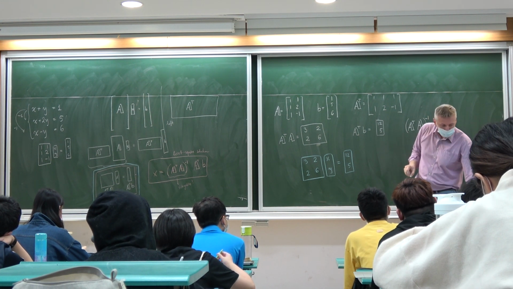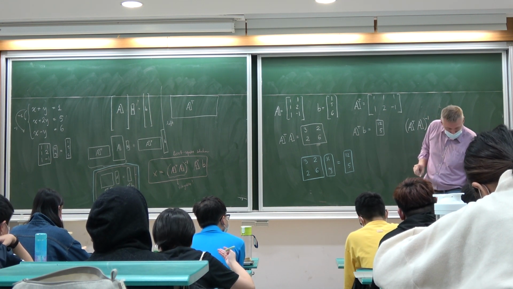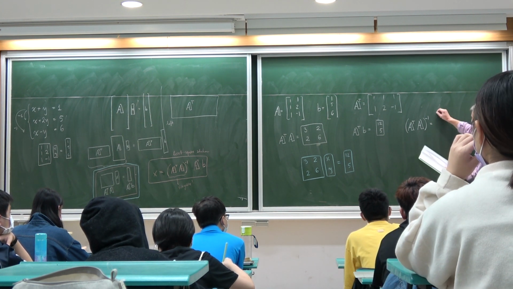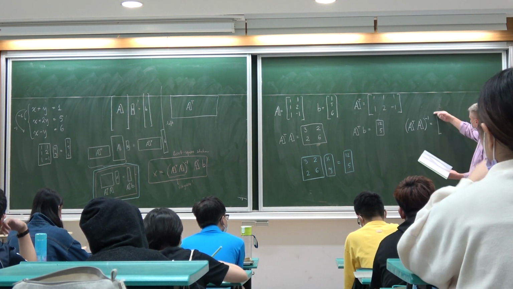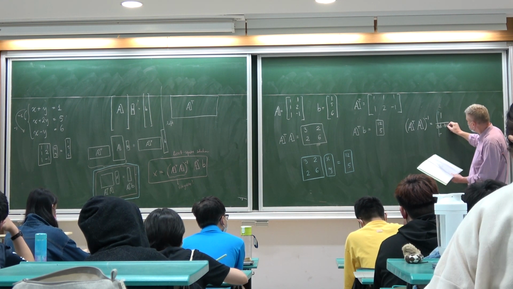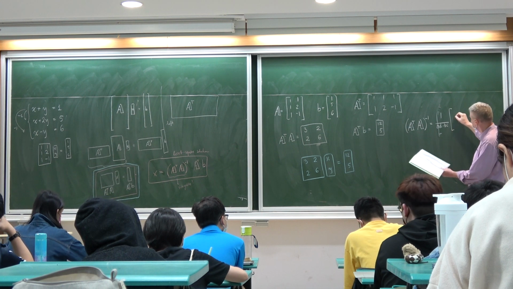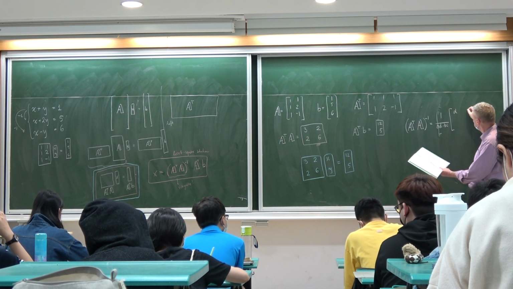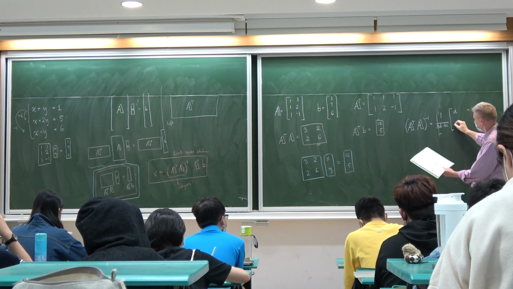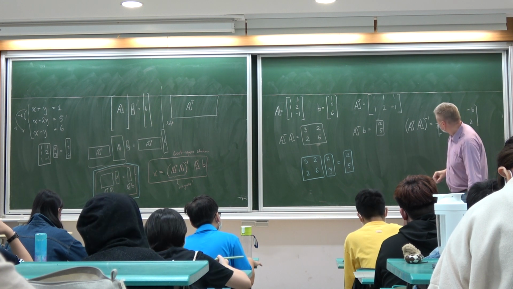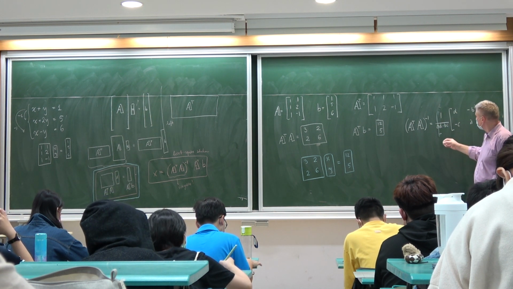Let me use the results from today's class. When I did the matrix A, B, C, D, this is equal to 1 over AD minus BC, times the matrix D, minus B, minus C, A. So what is it in our case?